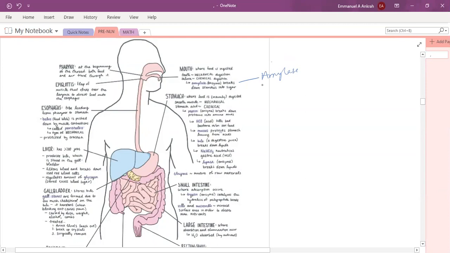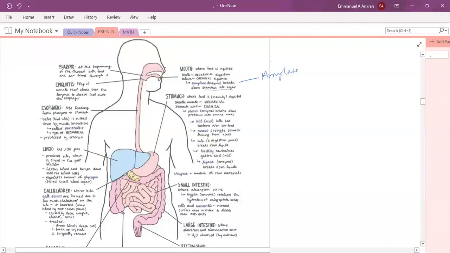If you remember, there was a question that I asked some time ago from the book, which said somebody chews crackers slowly and then it starts tasting sweet. Why is that possible? It's because you have the enzyme amylase that breaks down the starch into simple sugars. That's why it tastes sweet.